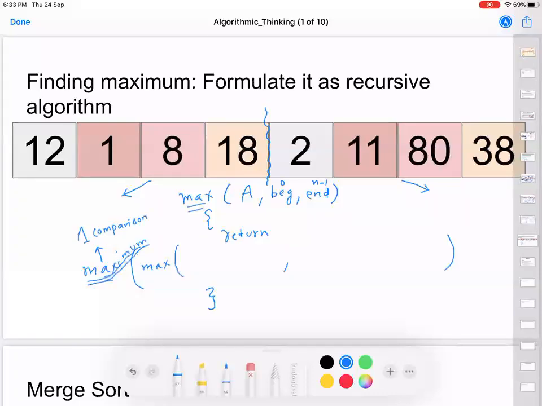And I have given the same work to 2 other people. So what will the first one do? The first one will find the maximum from your beginning to mid. So you can define mid over here. So mid is nothing but your beginning plus end by 2. So think about it. And the second person will find the max from your mid plus 1 to end. Okay. So here you have written a recursive call for this entire thing.